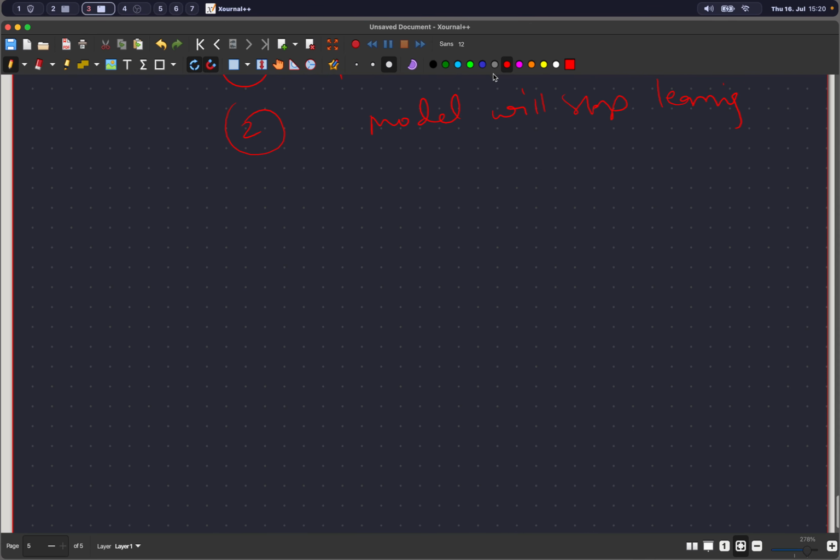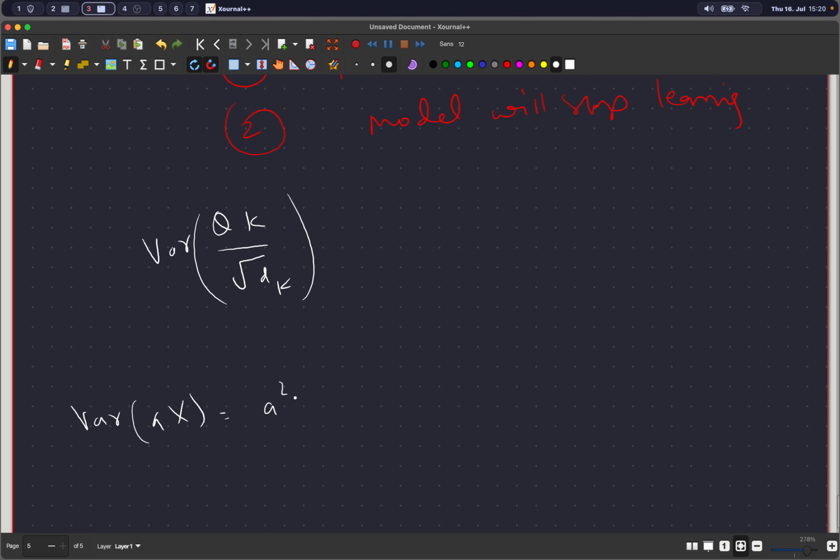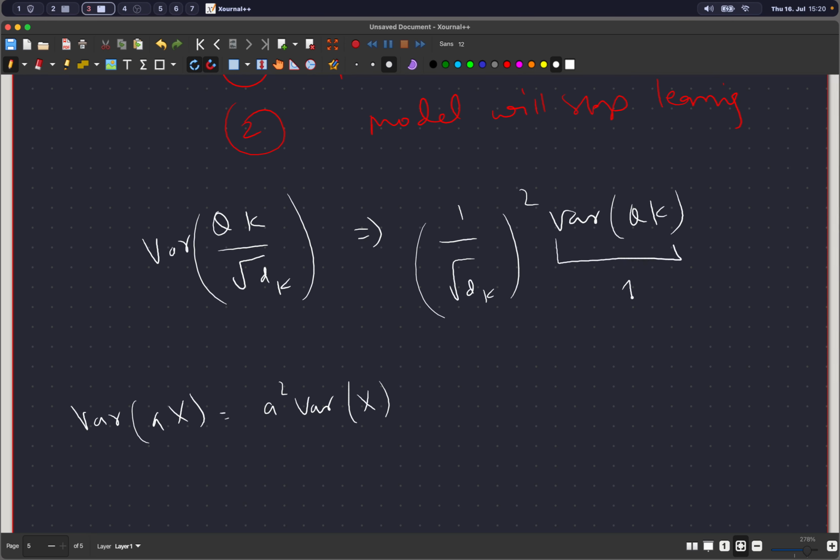Now we have scaled our qk by root dk. Let's calculate the variance of this. The formula for variance is a simple property: the variance of ax is a squared times the variance of x. So this variance will come out to be 1 by root dk squared times the variance of qk. We have already calculated that this is dk, so this will be 1 by dk times dk, which is 1.